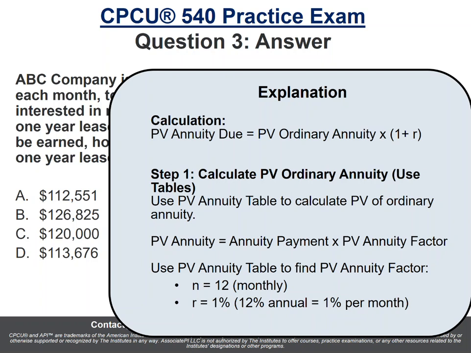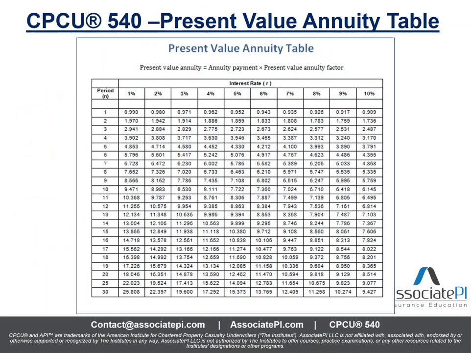So our interest rate is actually 1% per month, not 12% per month. It's 12% per year. So since we're looking at this on a monthly basis, we have to divide 12 by 12, you get 1%. So now we figured out that the numbers that we want to use on the present value table to find our present value factor is N equals 12, R equals 1. There we go. Now let's go use the table.